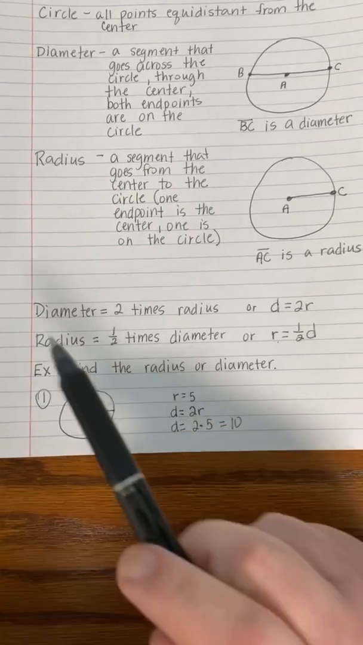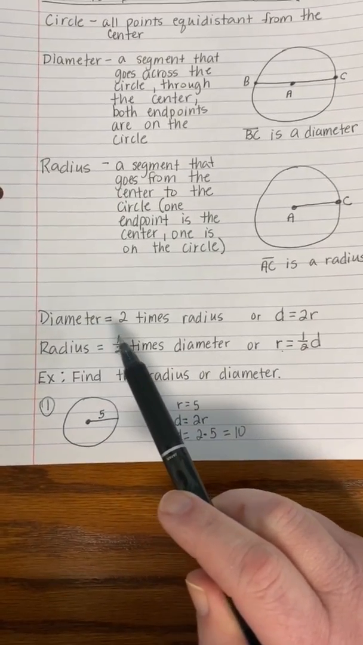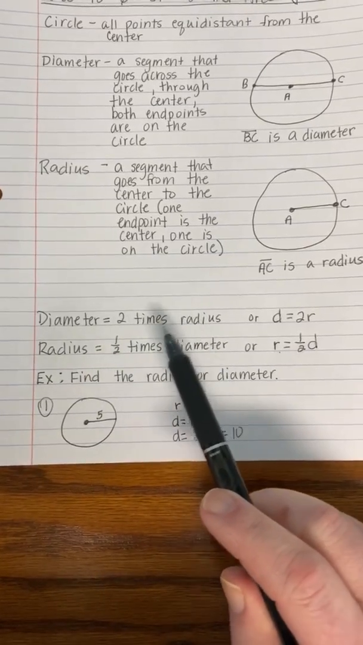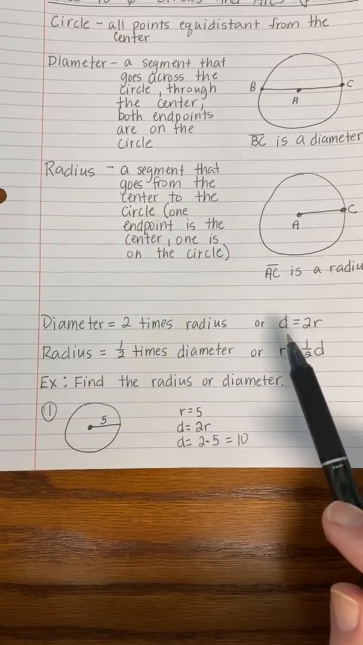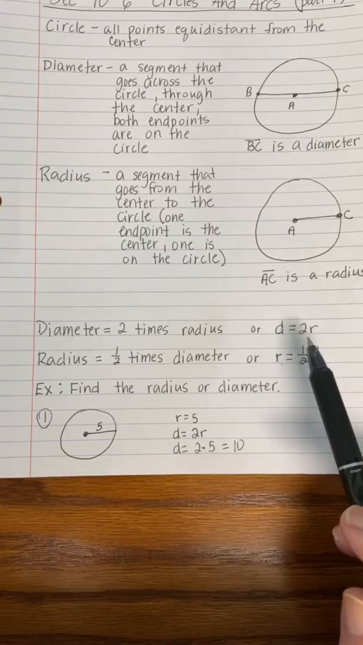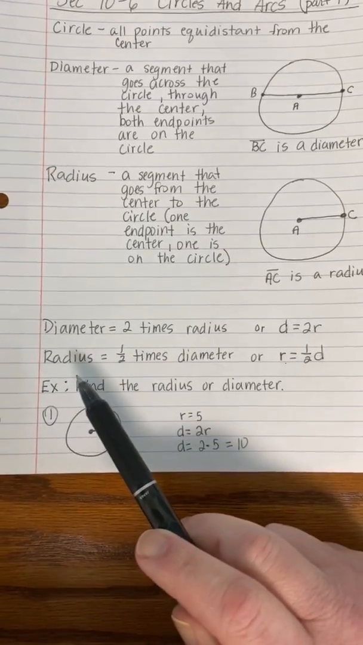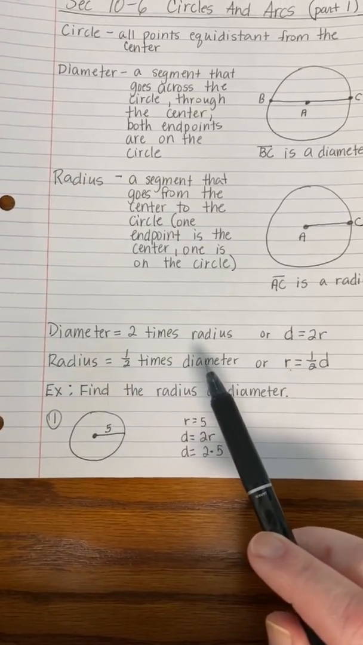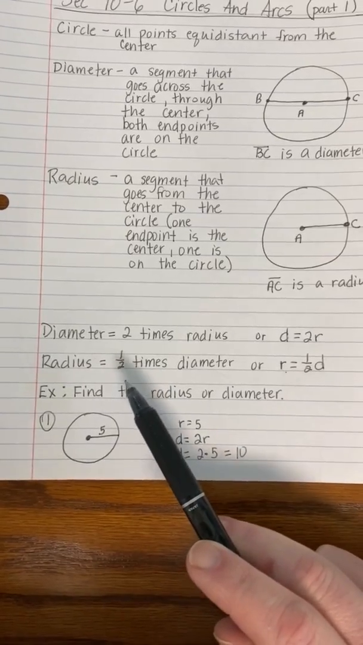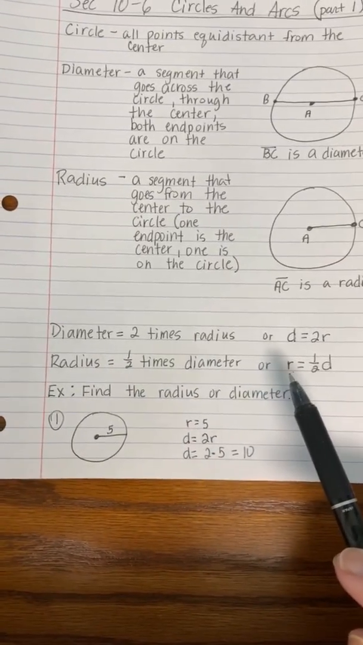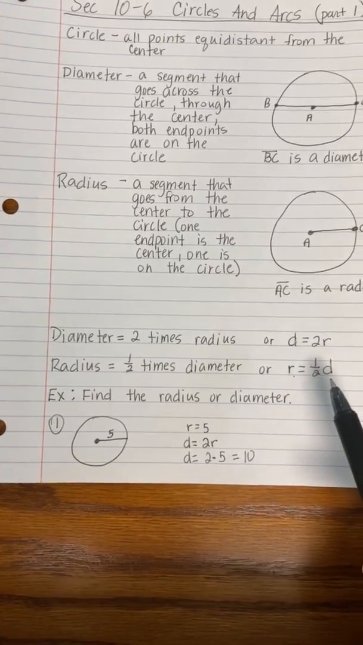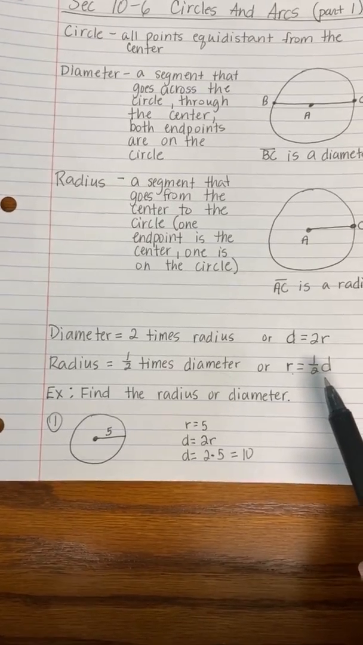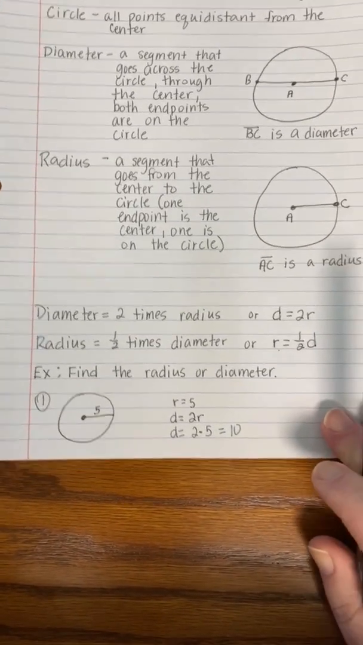All right, so to find the diameter, you take whatever the radius is and multiply it by 2. So the formula is D equals 2 times R. To find the radius, you take whatever the diameter is and divide it by 2, so you do the opposite. The radius is equal to 1/2 of the diameter. Okay, so we'll do 2 quick examples, one of each.